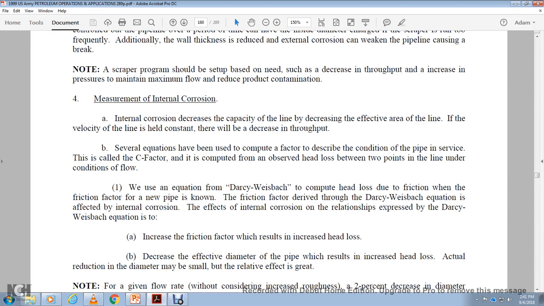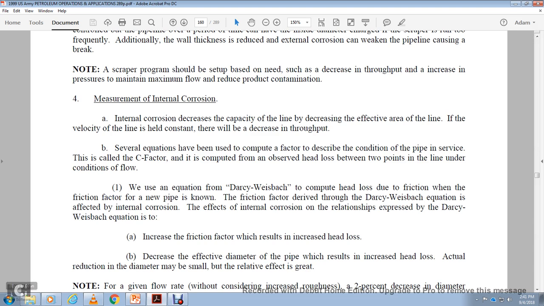1. When using the Darcy-Weisbach equation, compute the head loss due to friction using the friction factor. The new pipe friction factor is derived from the Darcy-Weisbach equation, and the effect of internal corrosion is expressed in relationship to that equation. Increasing the friction factor will result in an increase in head loss, as it decreases the effective diameter of the pipe, with the result of increased head loss.